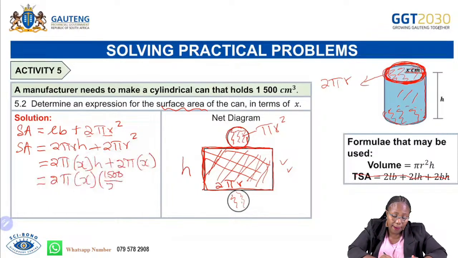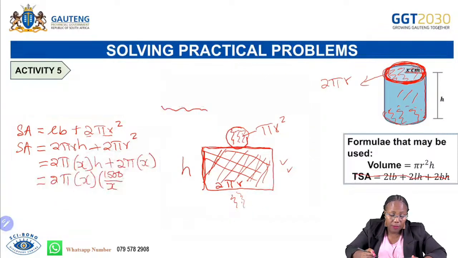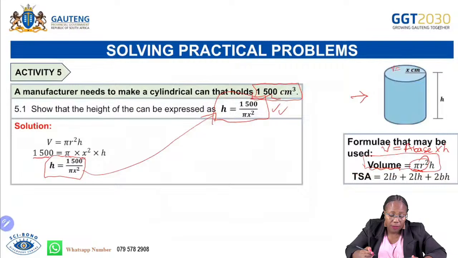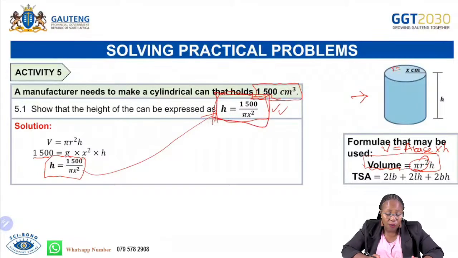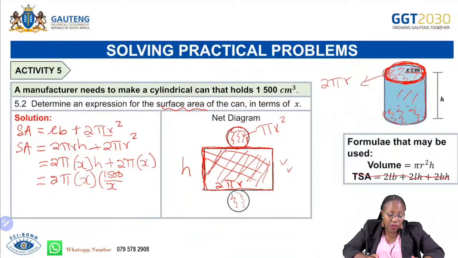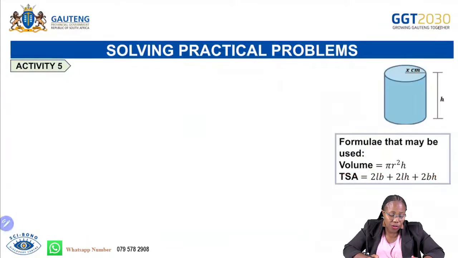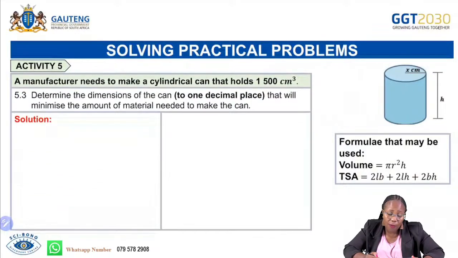Over x. Over pi x squared, grade 12. Do you still remember? We calculated that as 1,500 over pi x squared. And then now we are taking this into this particular equation where we are going to have our formulas, then the substitution, and then we are going to substitute the value of our pi into that one.